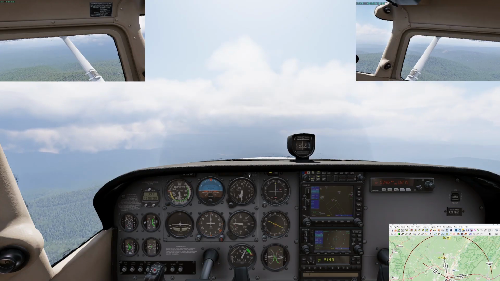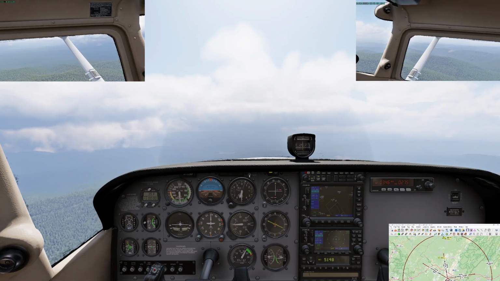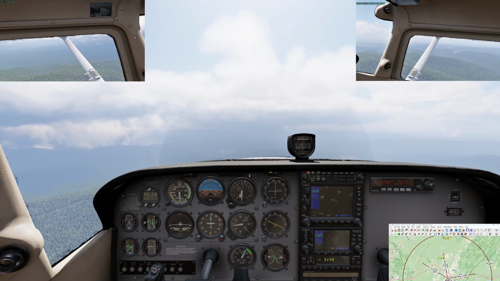So we want to do 310. Why don't we use our heading bug? Just bring that down to 310. That's what we intercept. Now we're going to be flying the head of the pointer. So that tells me, well, gee, which way am I going to turn? I'm going to turn right.